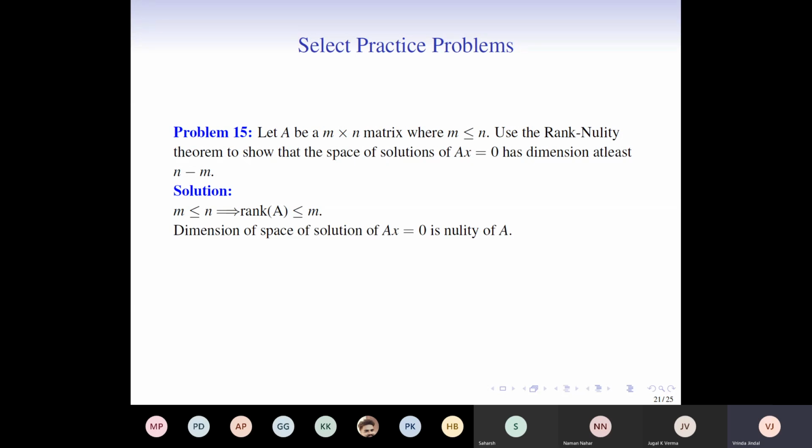The dimension of the space of solutions of Ax equal to 0 is nothing else than the nullity of A. The space of solutions of Ax equal to 0 is the null space of A, and its dimension is the nullity of A. And by the rank nullity theorem, rank of A plus nullity of A is equal to n. So using this inequality and the rank nullity theorem, we can prove what we wanted to prove.